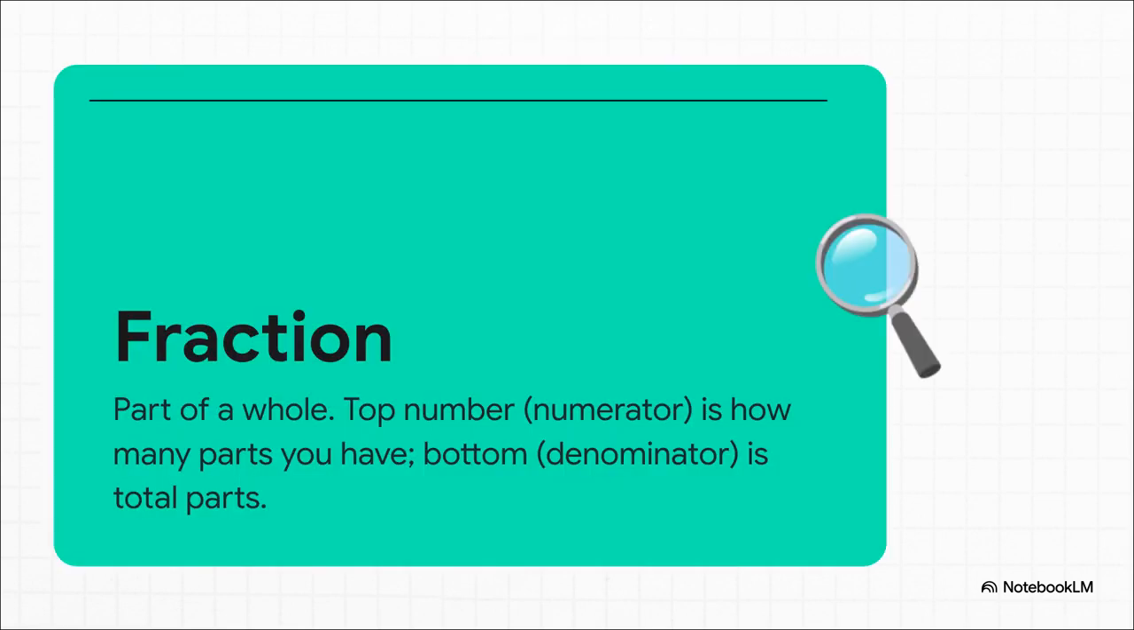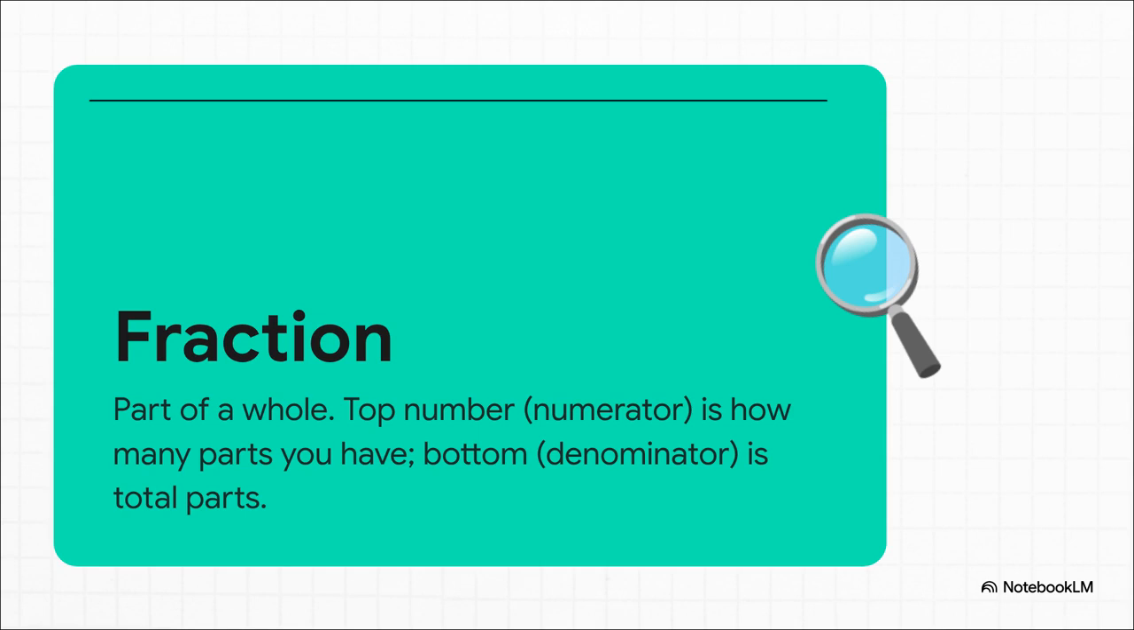So what even is a fraction? Well, simply put, it's just a part of a whole thing. Imagine a multi-pack of 6 bags of crisps. If you get peckish and eat 2 of them, you've had 2 out of the total 6. That top number, we call it the numerator, that's how many parts you actually have. So that's 2. The bottom number, the denominator, that's just how many parts the whole thing was split into in the first place, which was 6.